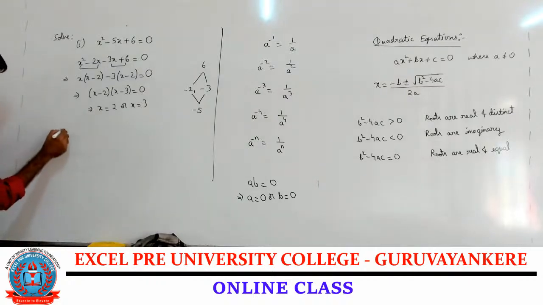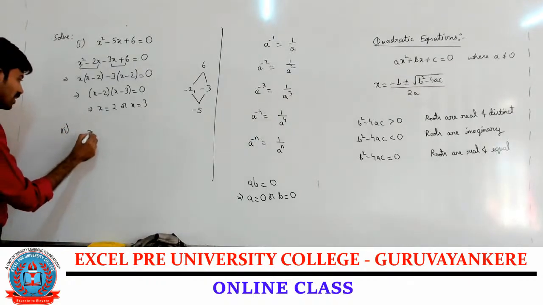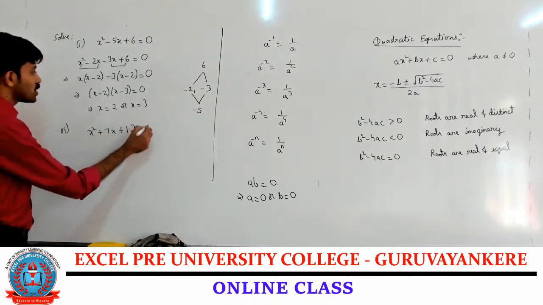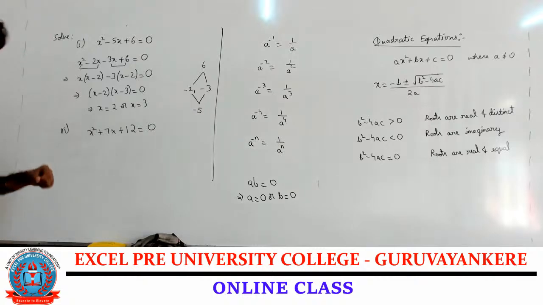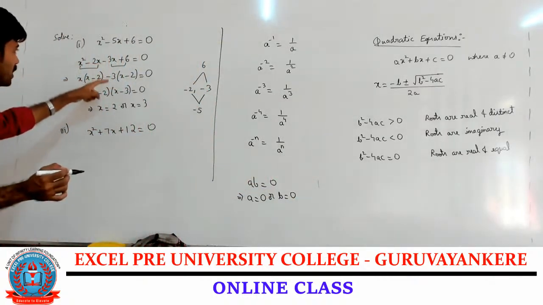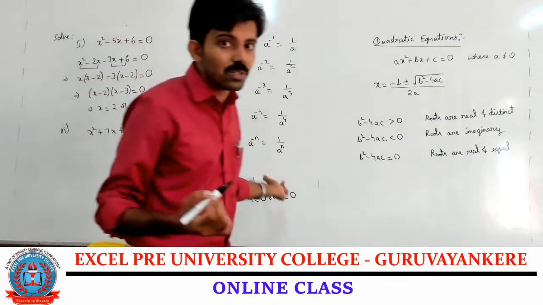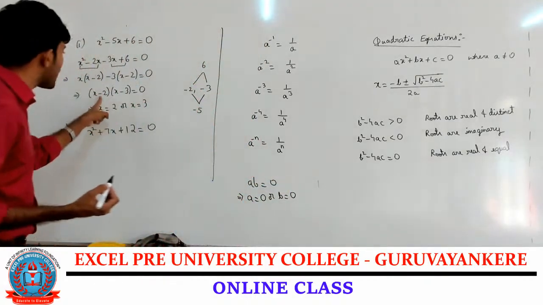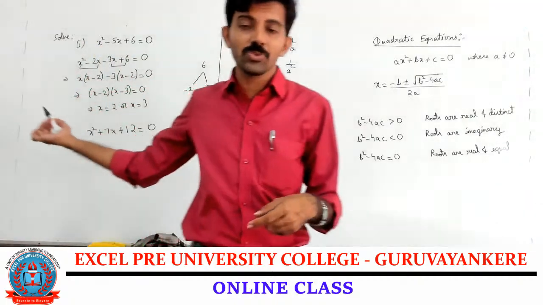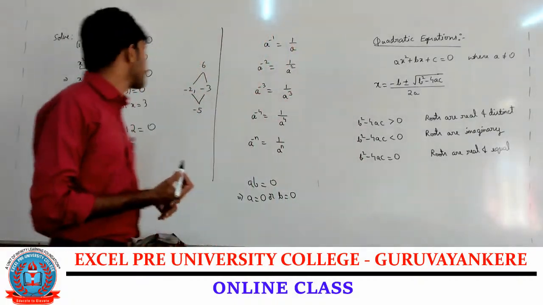Next, second one, solve x squared plus 7x plus 12 equal to 0. If you are able to write it directly, it's okay, no problem. You don't have to write all these steps. To make you understand, I've written all these steps, okay? Directly you can write this step and get the answer when you come across this kind of situation in the middle of the problem, okay?